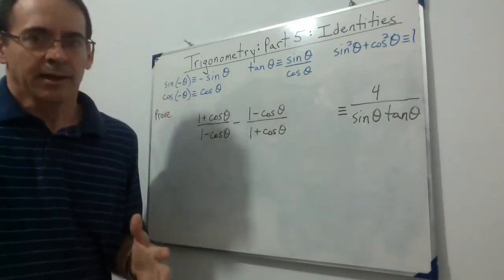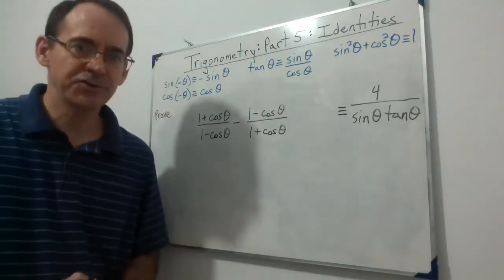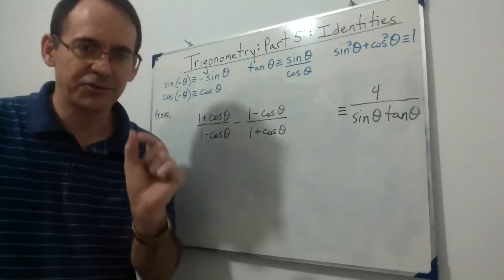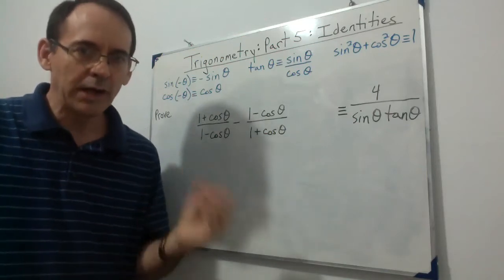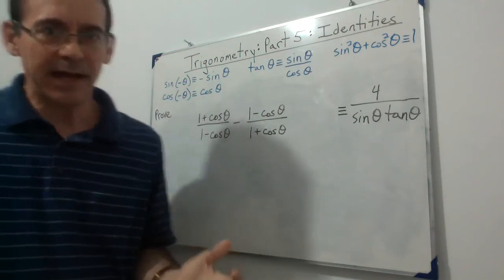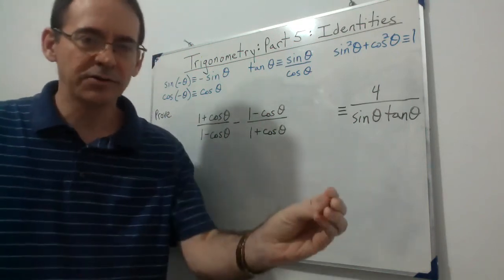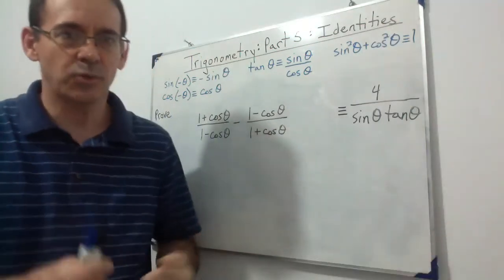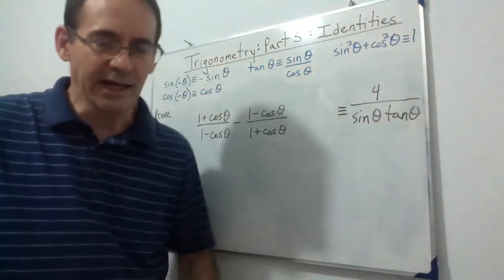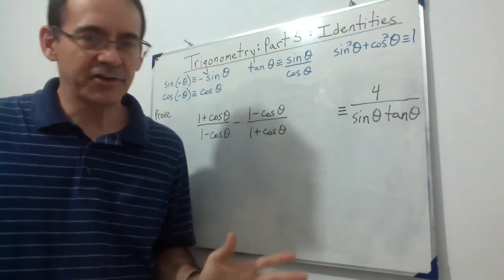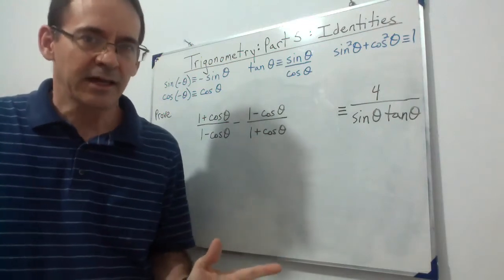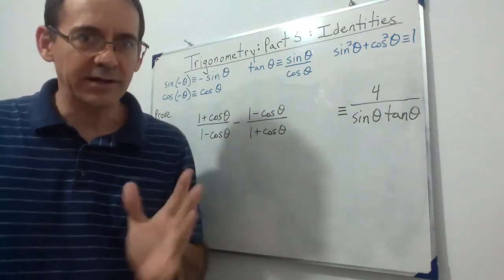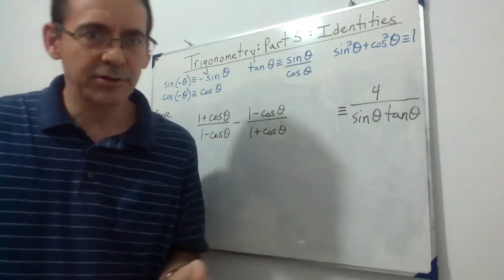Now, there are 2 kinds of students, and we're going to find out which kind of student you are. One kind of student looks at math and just says, just tell me what to do. I just want to do it. I just want to get the answer. I just want to submit my homework and be done. Then there's the kind of student who says, I want to understand what I'm doing. And that's really the goal of math.